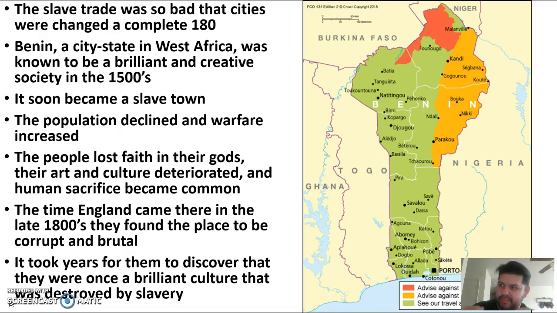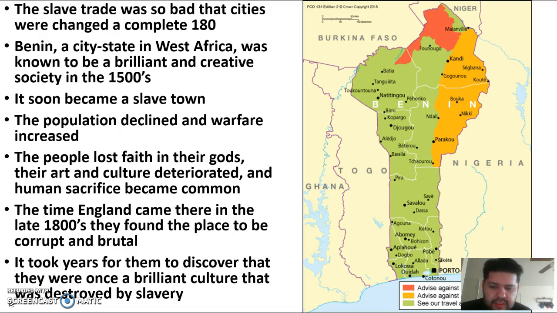Some Europeans, people from England, came by around the 1800s, and they found the place corrupt and brutal. It was not a place to stay. You wouldn't say, hey, we've got two weeks for vacation, we should go to Benin. No, no. It took years for them to discover that they were once a brilliant culture that had been destroyed by slavery. These people were actually really smart 300 years ago. They were a very advanced society.